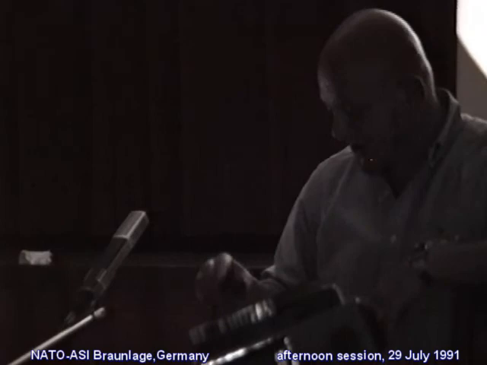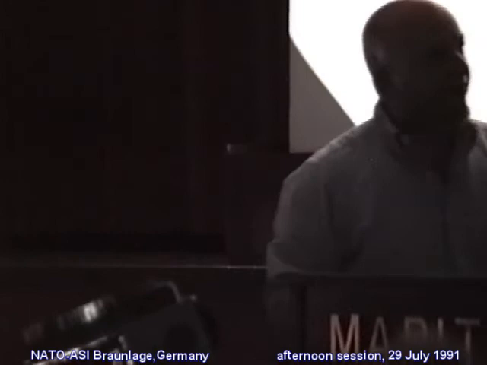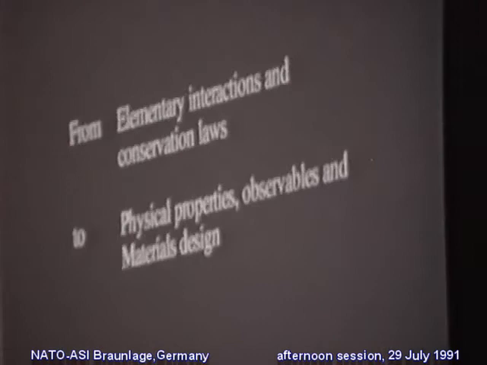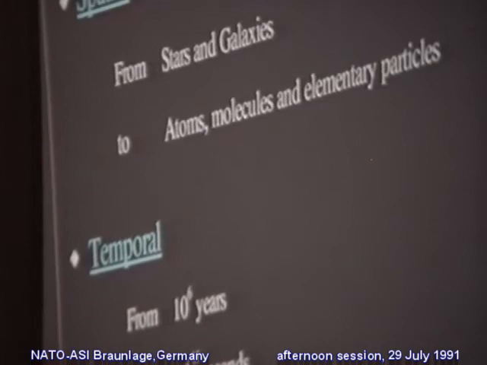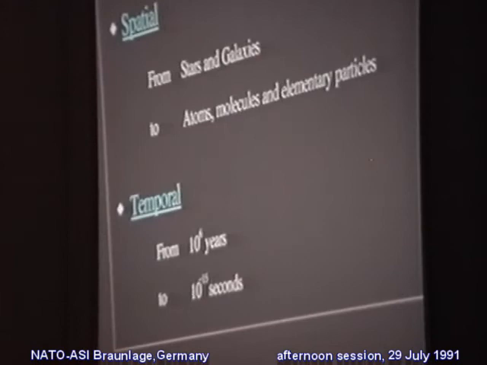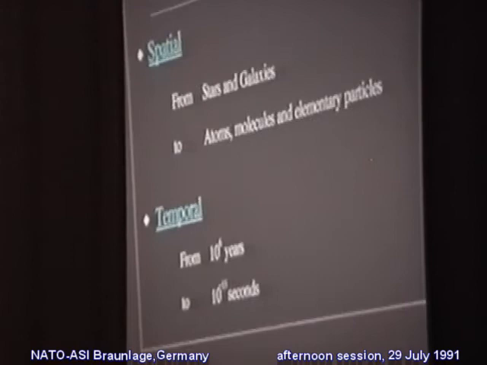I will just walk you through a little bit of things, and then we'll get to the questions of intermetallic formation. So, as I said, the idea is to start from elementary interactions and conservation laws, and via simulations to get to physical properties, observables, and ideally to some guidelines for the design of better materials. The spatial scales, as I say, the computer doesn't know what data you are going to input. You can study stars in galaxies in the universe, down to atoms and electrons, on temporal scales of millions of years down to femtoseconds.